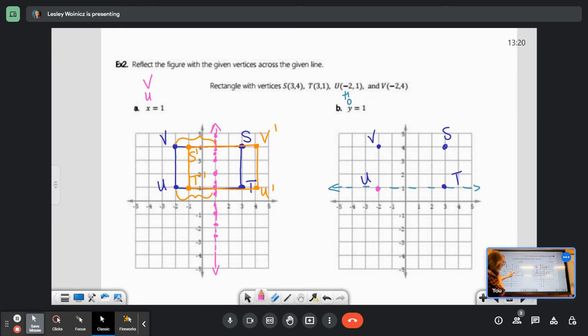So U maps to U prime, but U prime is just in the same spot U was. Same with T and T prime. They're not going to move. V was 3 units above, so it's going to drop 3 units below. That's V prime. S was 3 units above, S is going to drop 3 units below to be S prime. And I forgot to draw my rectangle, so we'll just draw them both at the same time.